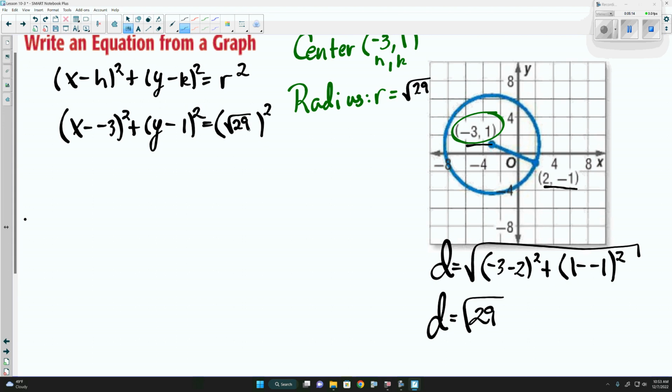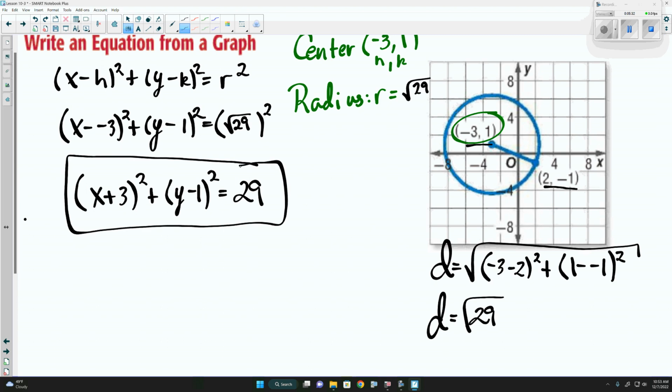Now we can simplify the equation a little bit here. The negative and negative will make a plus. So we have x plus 3 squared plus y minus 1 squared is equal to the square root of 29 squared, which would be just 29. And that there is the equation of the circle. That's all we have to do. Any questions on this so far?